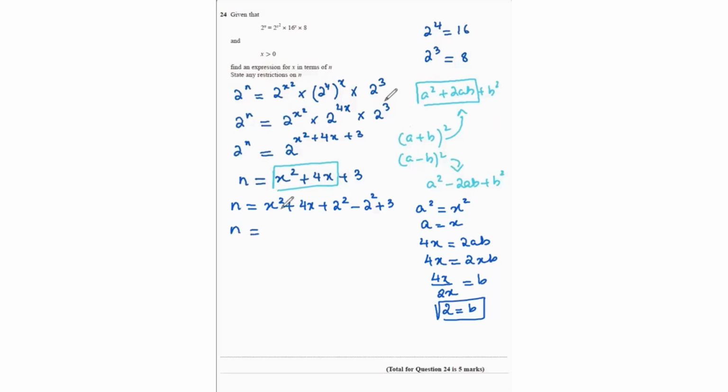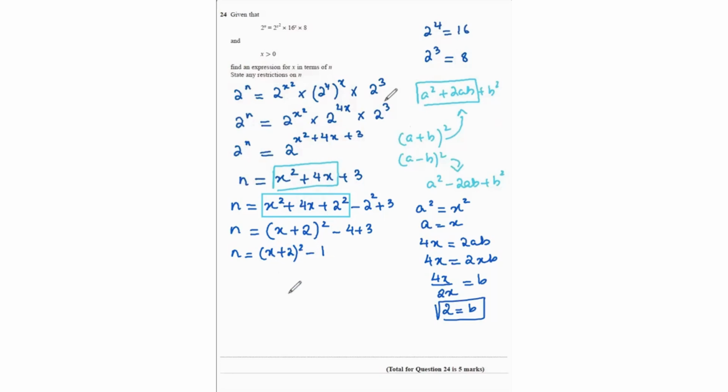Now the x squared plus 4x plus 2 squared is our part of the complete square. So we will write this as (x plus 2), the (a plus b) whole squared. So this comes in the brackets. This is our complete square. And this minus 2 squared is outside the bracket. So that's minus 4 plus 3. That's (x plus 2) whole squared minus 1.